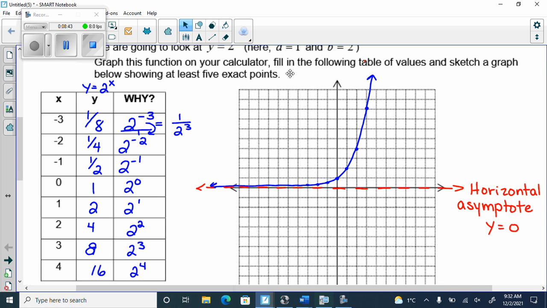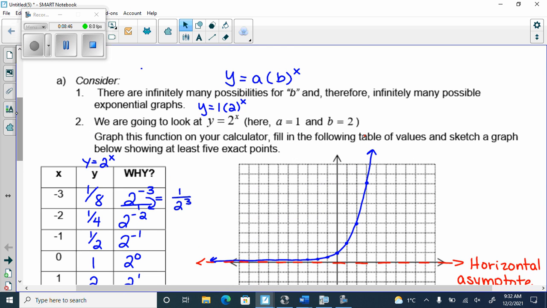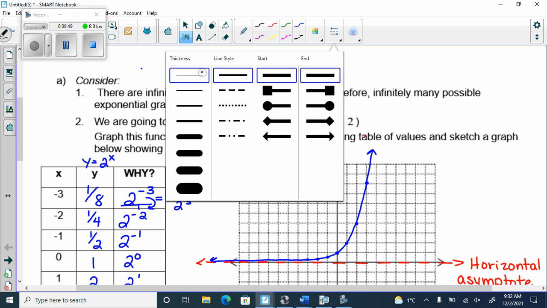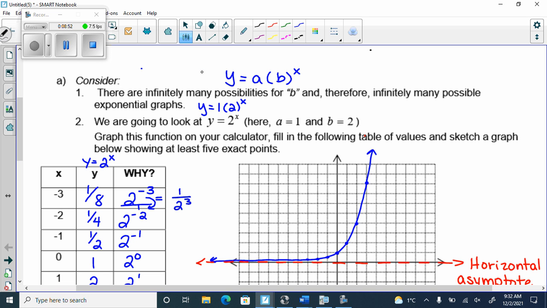So let's put some rules on our b here. b can be between 0 and 1. And when it's between 0 and 1, what happens? It decays. And b can be greater than 1. What happens when that happens? Yeah, it grows. As b gets bigger, your graph gets closer to the y, gets steeper, right? Gets steeper the bigger your b value. So we know that. That makes sense.